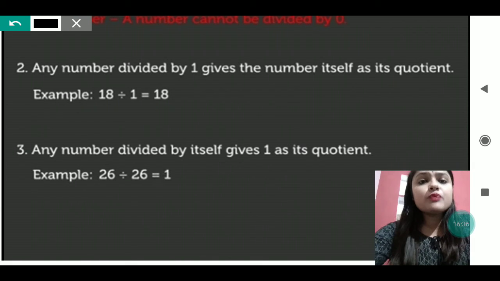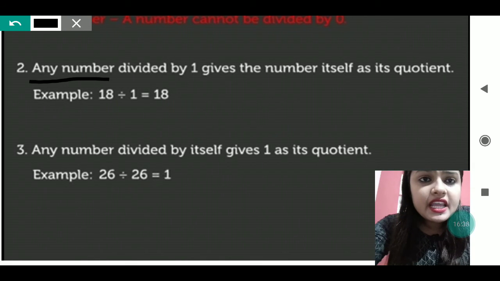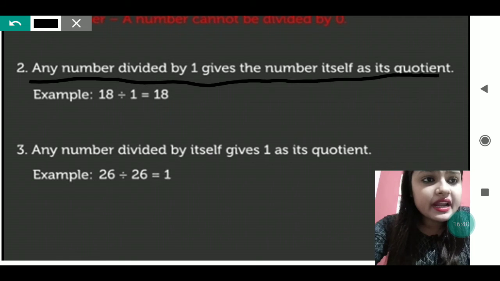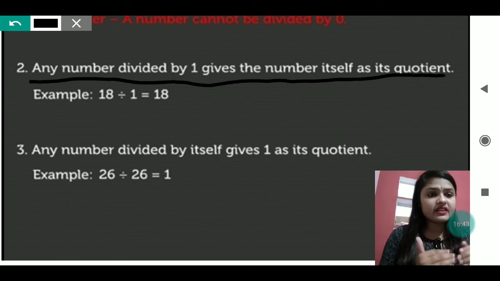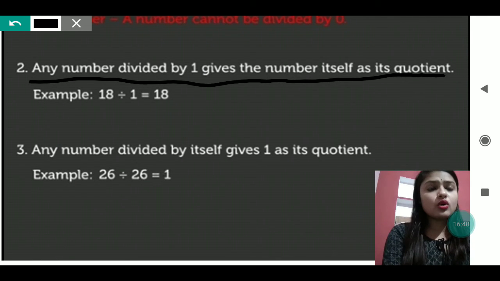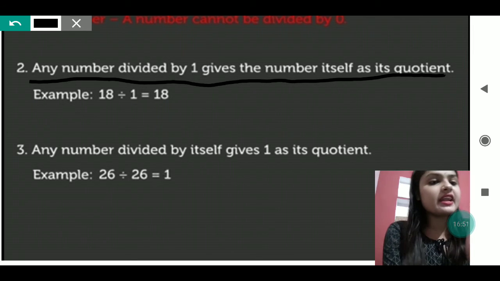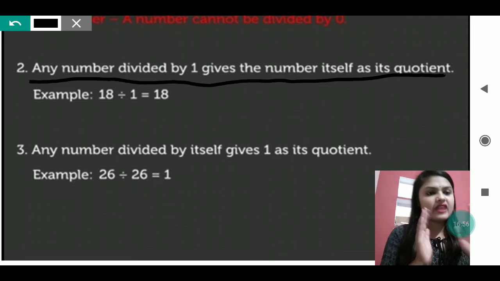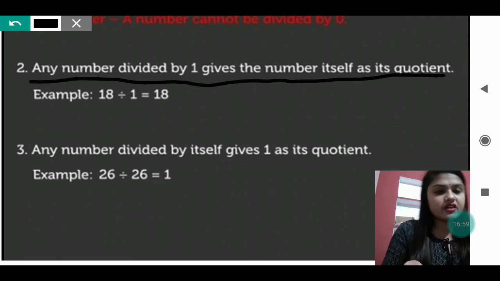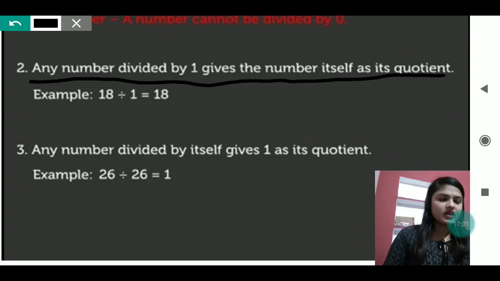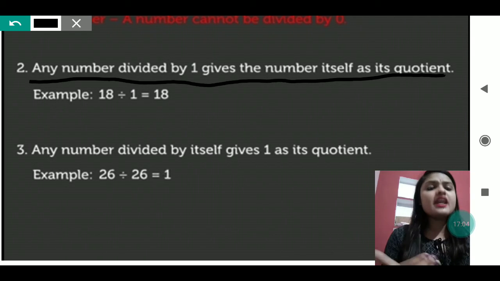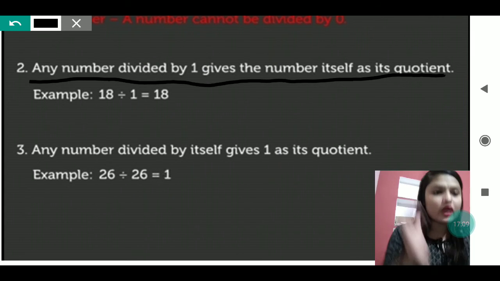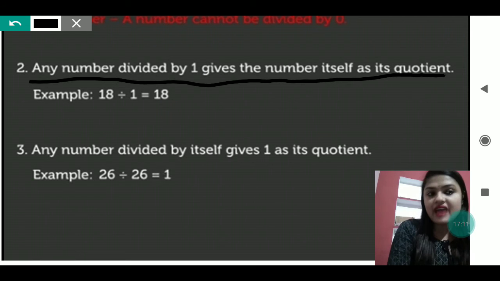The next point is, any number divided by 1 gives the number itself as the quotient. Like 18 divided by 1 is 18, 19 divided by 1 is 19. Like we learned in multiplication, any number multiplied by 1 gives the number itself. The same thing holds in division also.